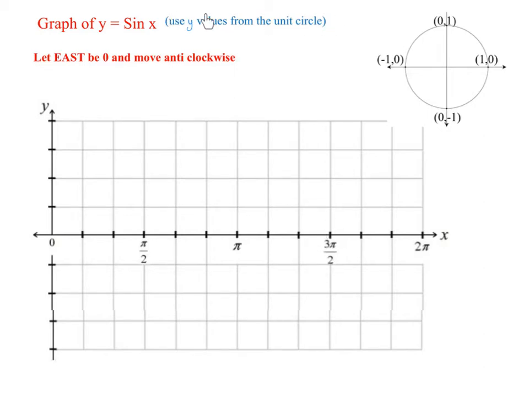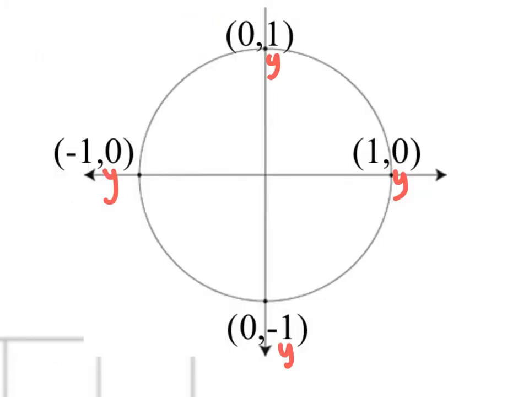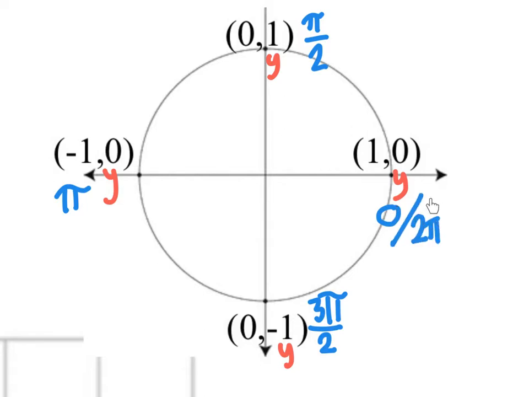So again, we're going to use the y values from the unit circle. And again, we start at the easterly point, and we're going to label that as 0. Then we move anti-clockwise to what would be 90 degrees, and we label that as pi over 2. And then we go anti-clockwise to what would be 180 degrees, and we label that as pi. And we go anti-clockwise to what would be 270 degrees, and label that as 3 pi over 2. And then we continue anti-clockwise back around to 0, and we also label that as 2 pi. Because we know 2 pi is equal to 360 degrees.